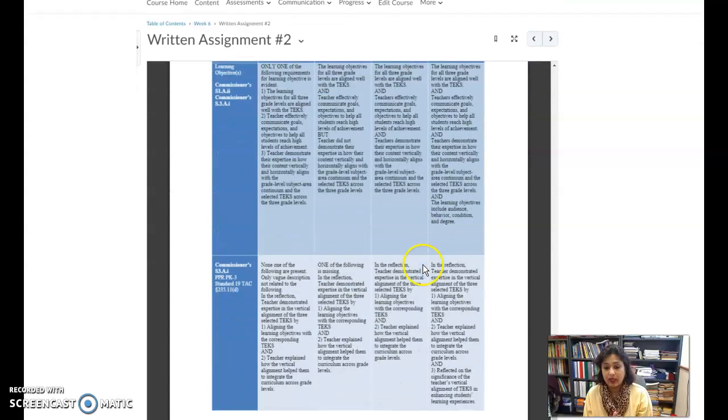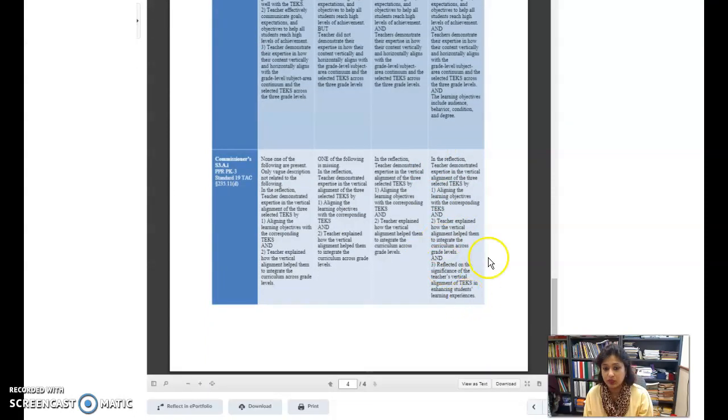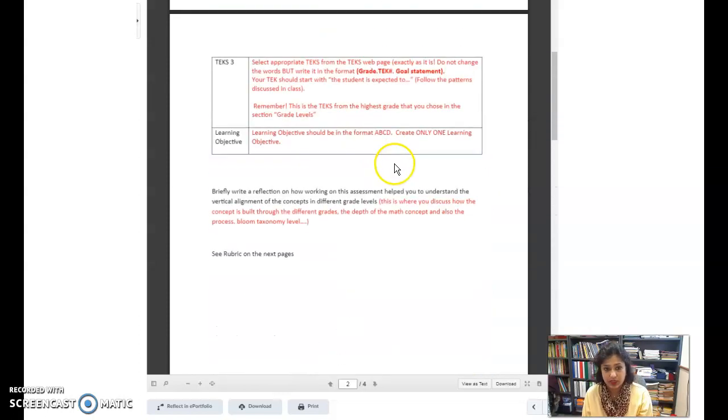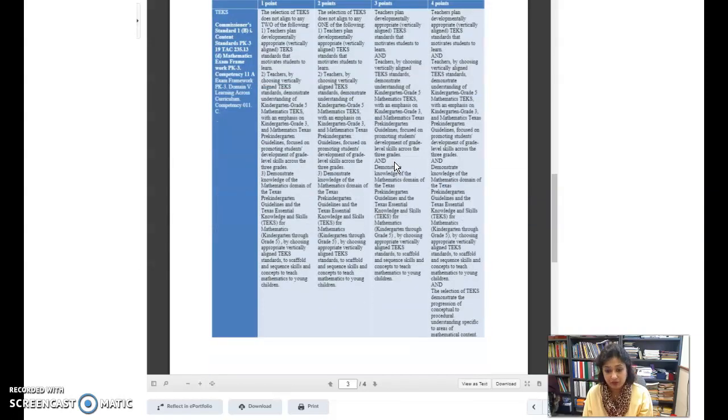Let me go back and show you guys. So here is your reflection grade. That is for 4 points. Did the teacher explain how the vertical alignment helped them to integrate it across the curriculum, and what is the significance of that vertical alignment in students' thinking and learning experiences? So how is their learning experience being built? This is the rubric that is going to be used to grade your assignment. The assignment is for 12 points.